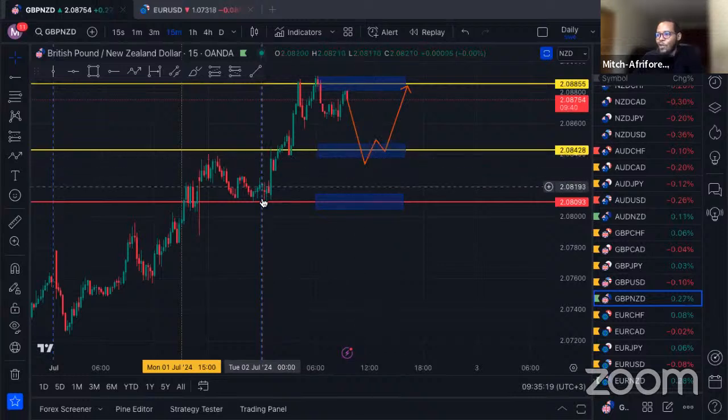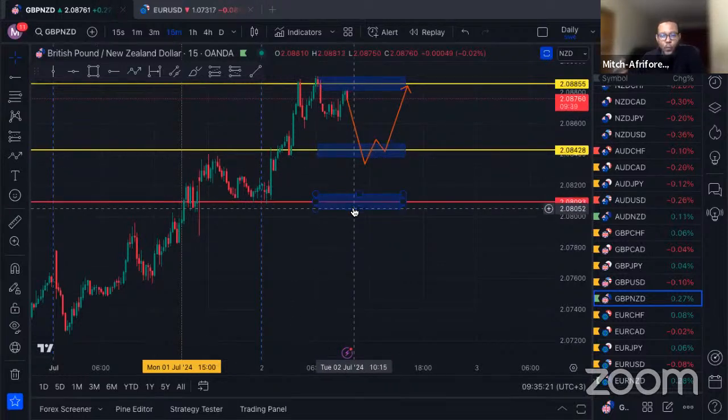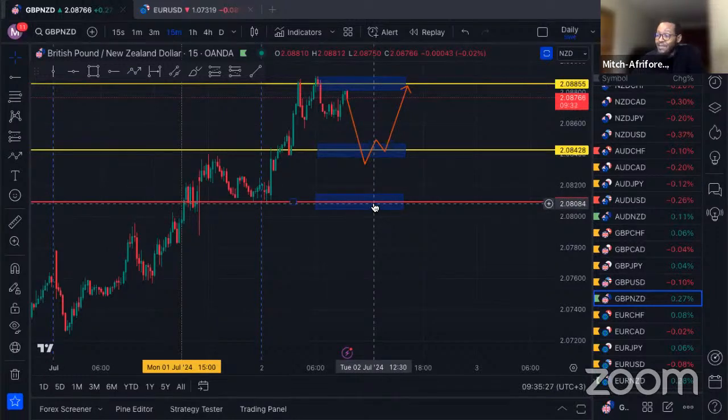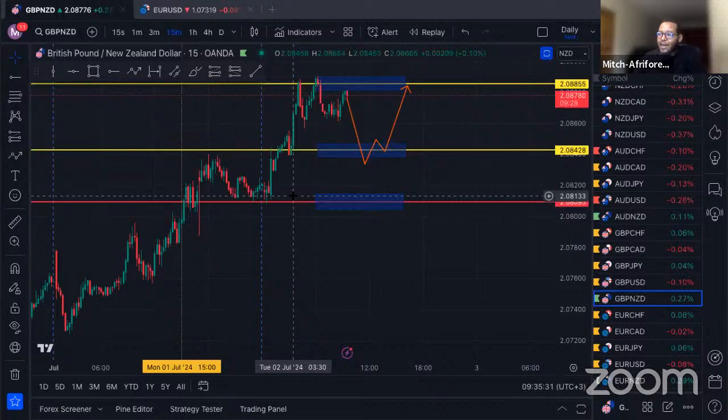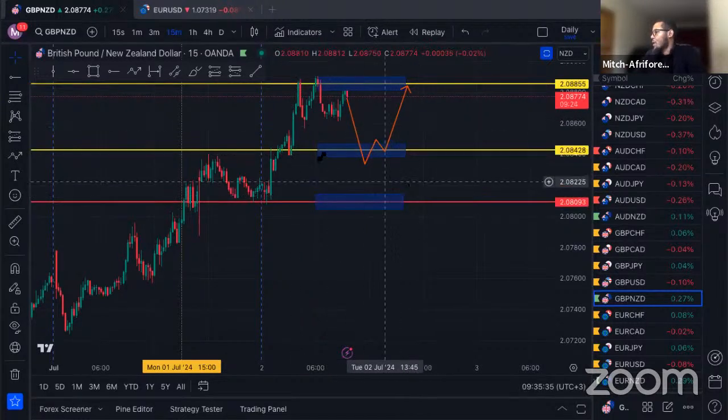But be aware, as long as we're holding above the red SNR, we are definitely going to continue looking for buys. So even if the price comes all the way down to this particular location, the buys are still on. Only once the price breaks and falls below this red support and resistance area will this pair fall off our watch list. So let's wait to see what happens.